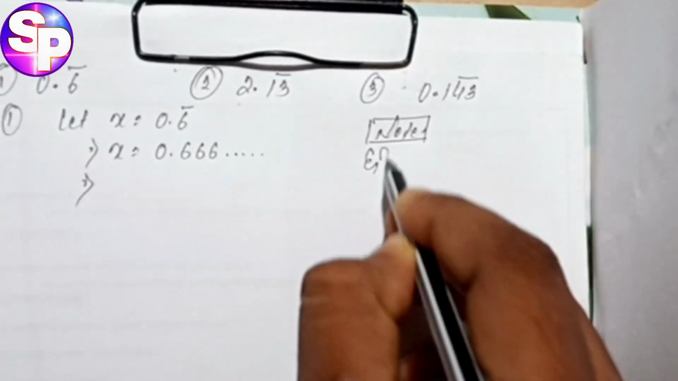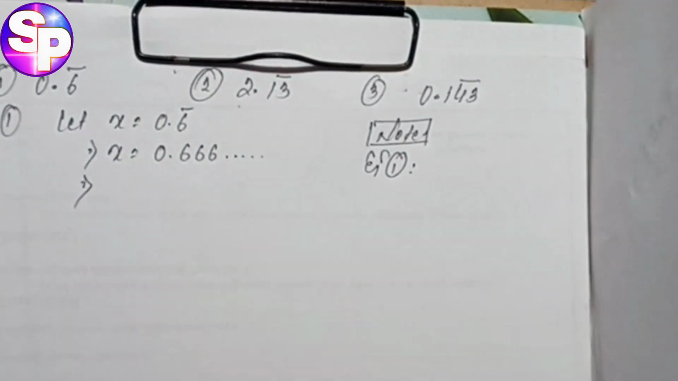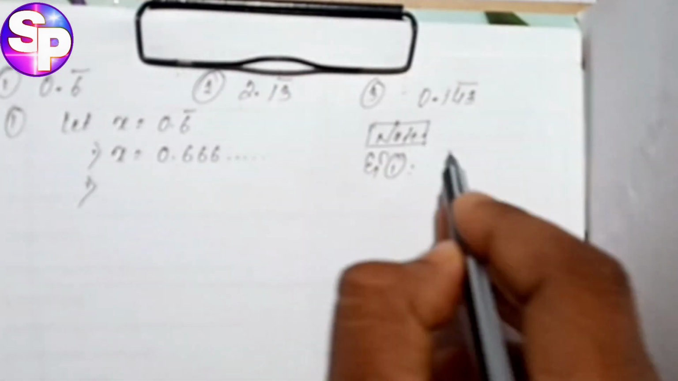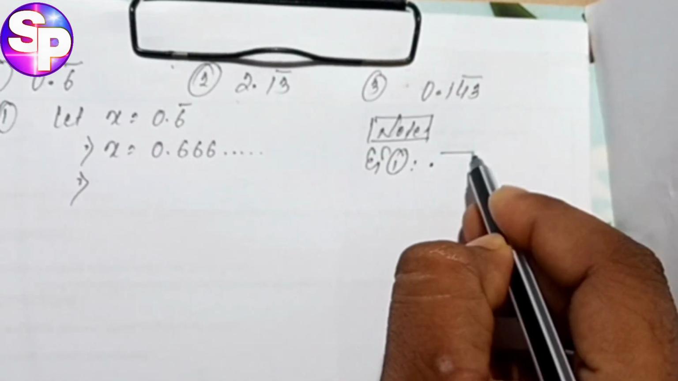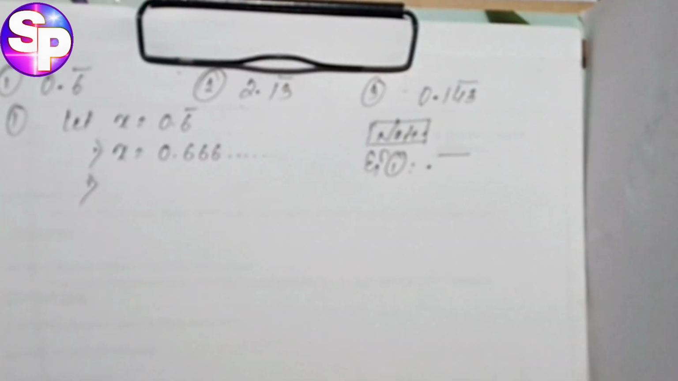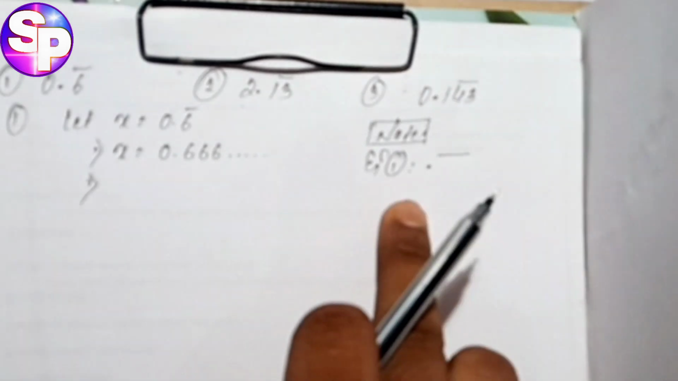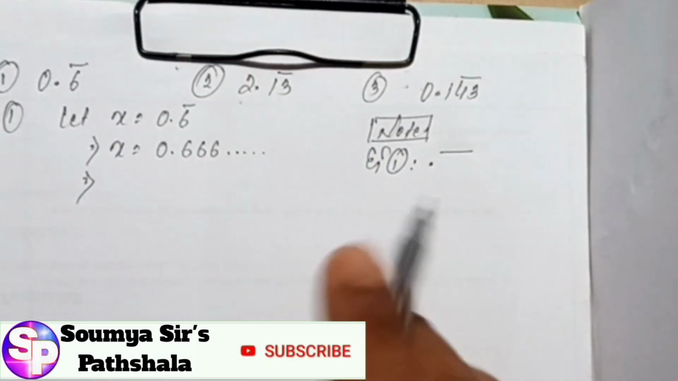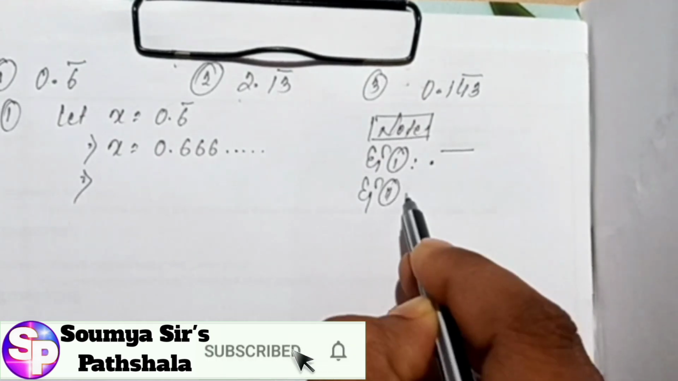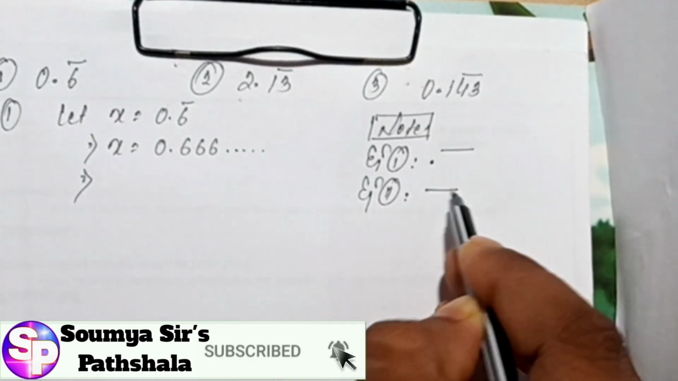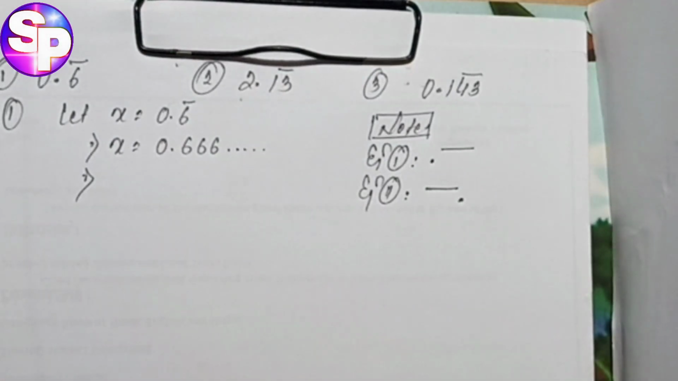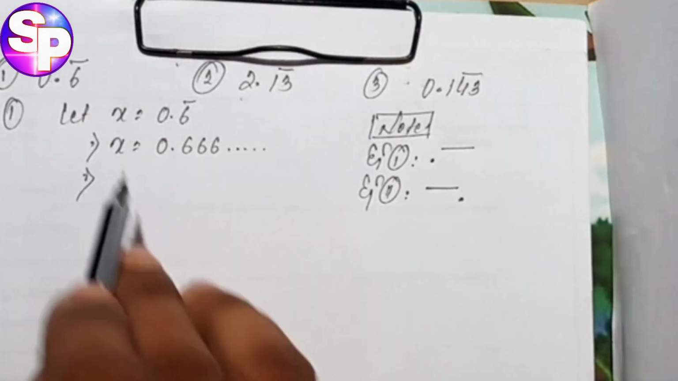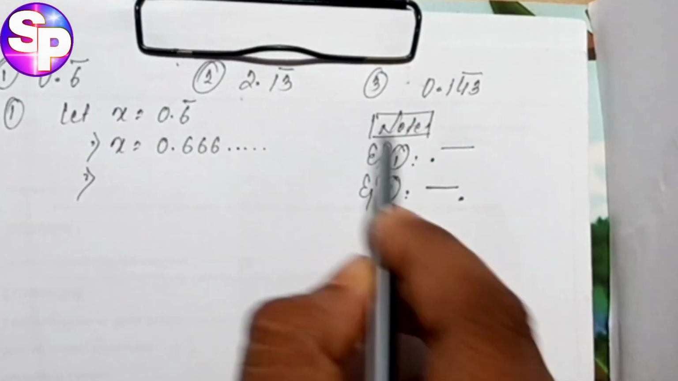So here children, which one will be equation 1? If the decimal point is present before the bar, meaning before the number starts repeating, then we can say this is equation 1, right? And equation 2 is what? Exactly the opposite, meaning if the point is present after the recurring places, then we can say this is equation 2. So here x is, I have already given the example over here.